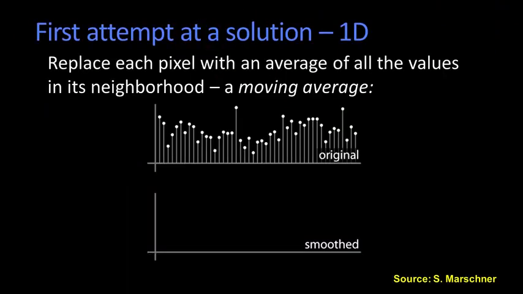And then we'll go to 2D and we'll talk about why this is the right thing to do, or when this is not the right thing to do. All right, so here's our first attempt. We're going to replace each pixel with an average of the values of the pixels in its neighborhood. This is referred to as a moving average. So here I have some location, and I just take the average value and I put it down there.